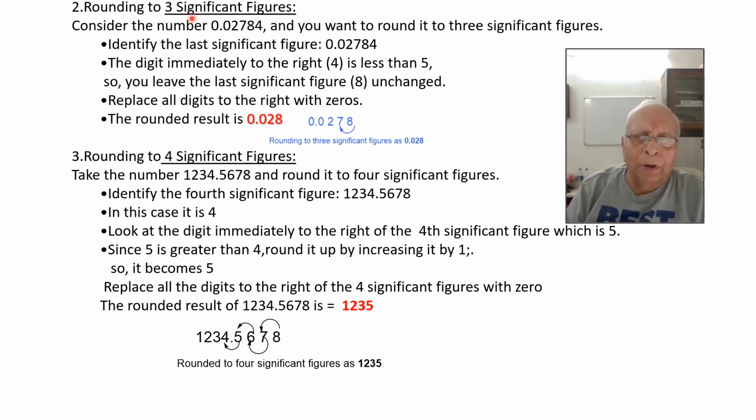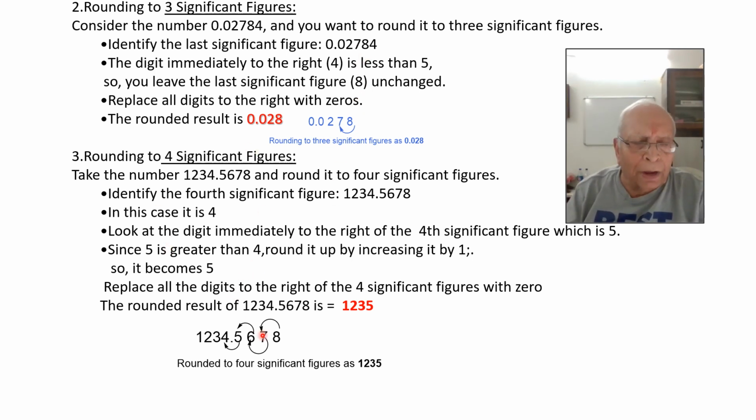Now, rounding to 3 significant figures. The same procedure is followed here. You go through it, try to understand, and the same procedure gives it here that 0.02784 is converted to 0.028. Of course, I have taken 0.278, not 84, because 4 is not going to affect 8. 4 is lesser than 5. So it will remain as such.